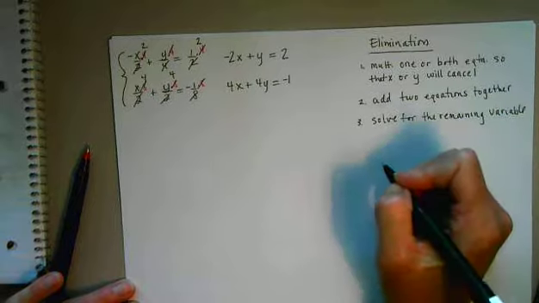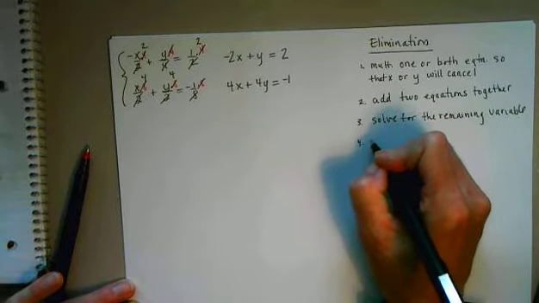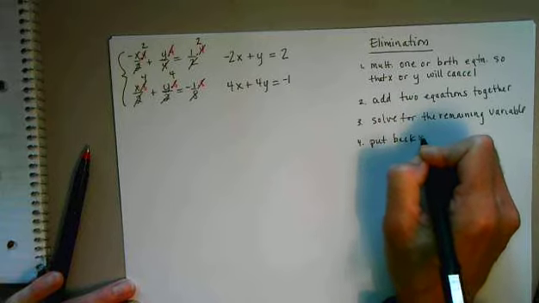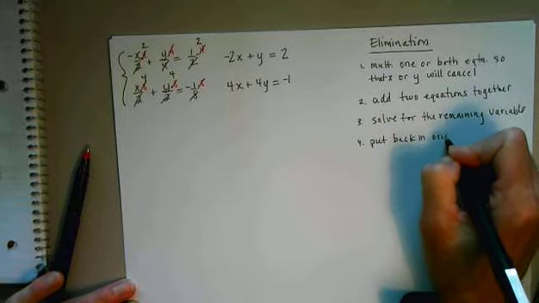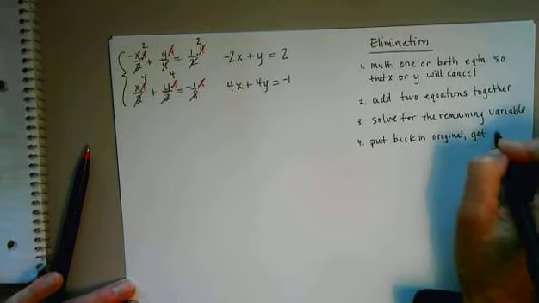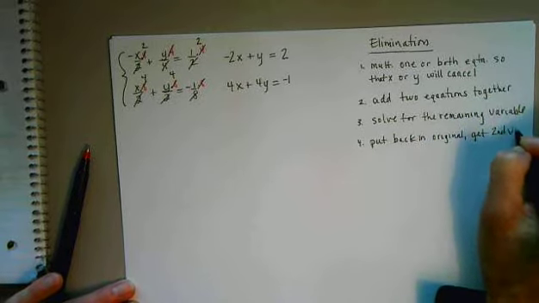And then lastly, again, you need your second variable. So put your answer back in, one of your originals probably, and get your second variable.